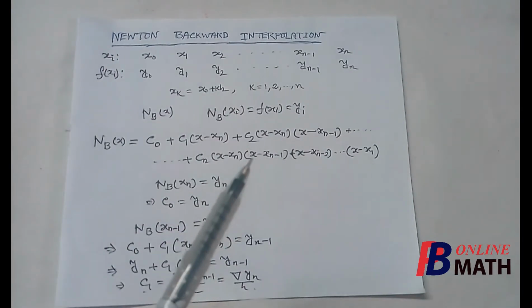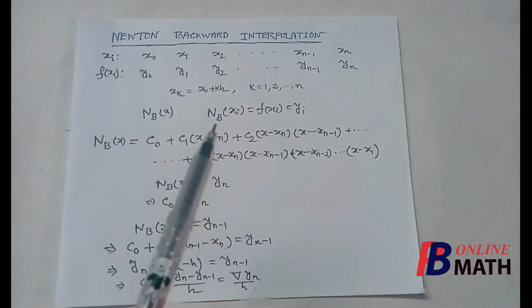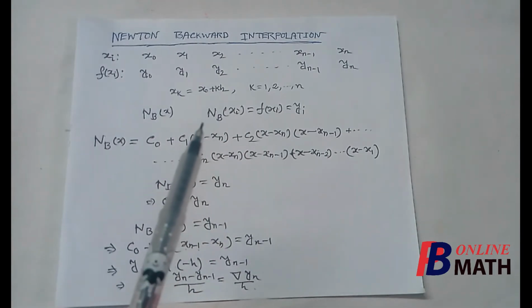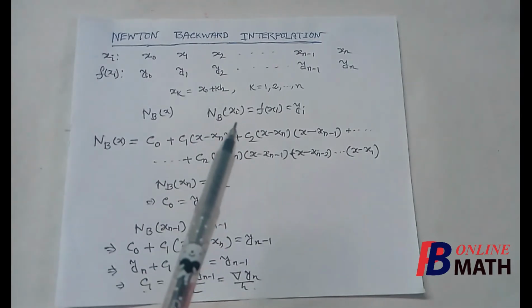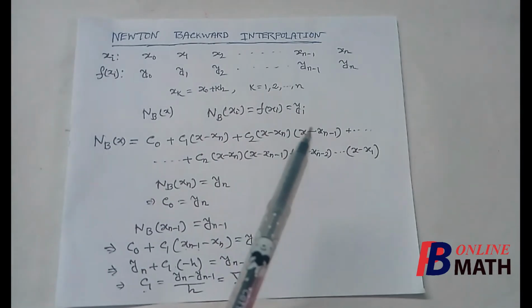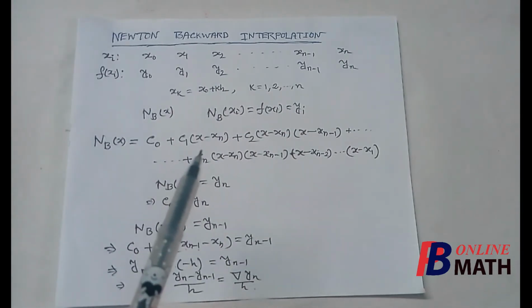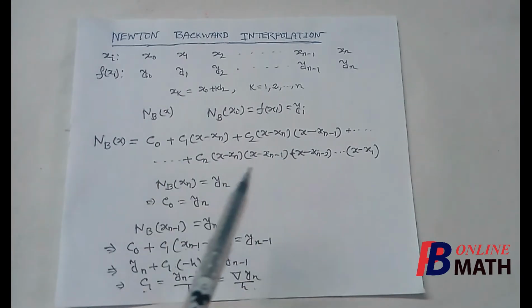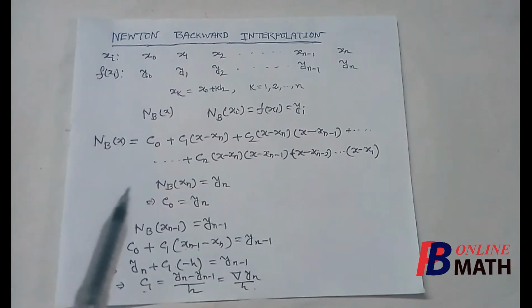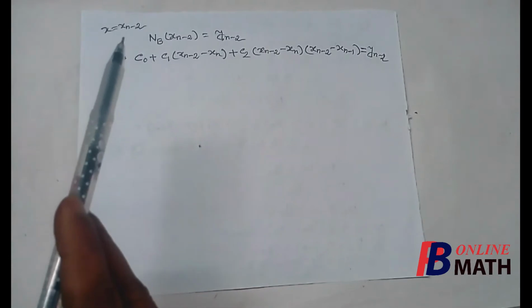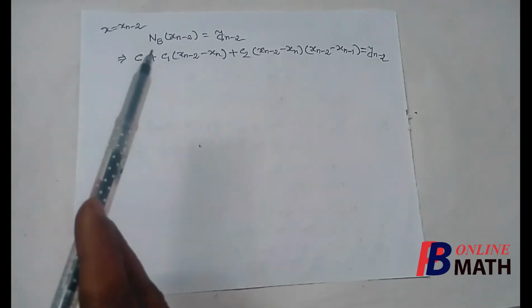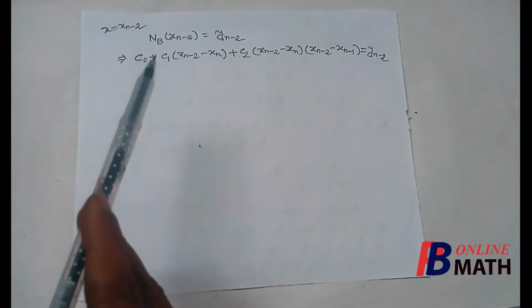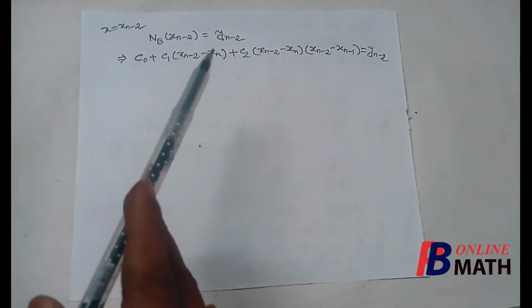To evaluate c2, we shall replace x equal to xn minus 2 in this polynomial, and use the condition that the polynomial value at the point xn minus 2 should be equal to yn minus 2. If we replace x equal to xn minus 2 in this polynomial, then except for the first three terms, all the remaining terms vanish. So let us replace x equal to xn minus 2 in this polynomial, and using this condition, the polynomial value at the point xn minus 2 must be equal to yn minus 2.